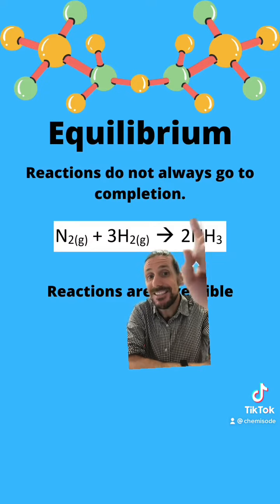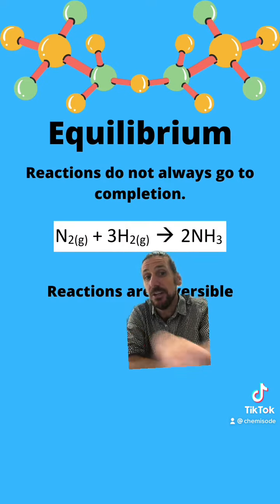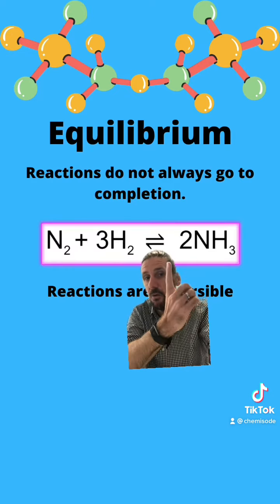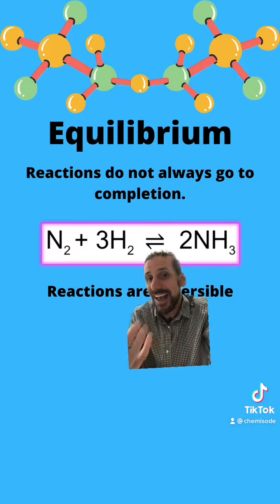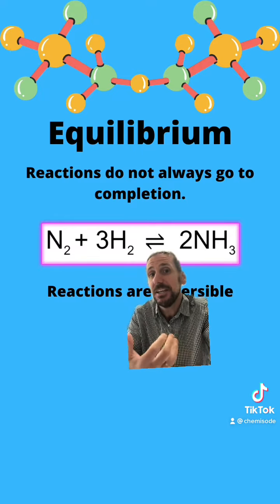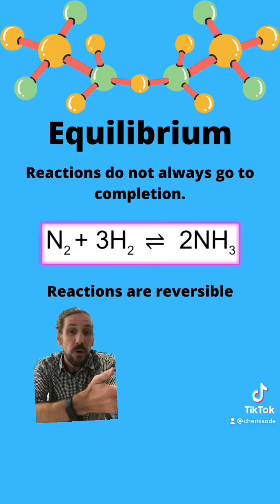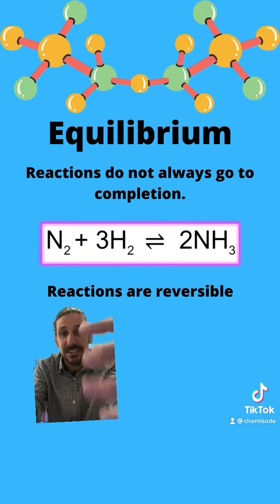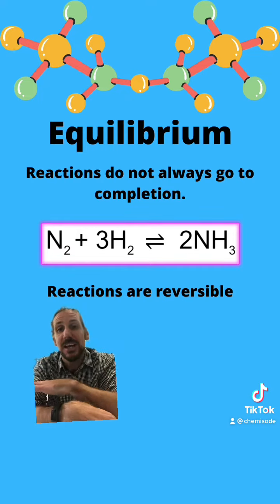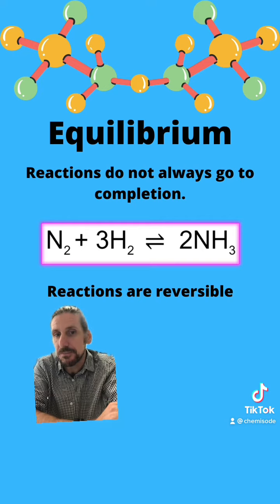What that means is this little arrow here, which only goes one way, should actually look a bit more like this, where the reaction goes both forwards and backwards. How does this actually work? Well, it's in a process called equilibrium. Equilibrium is the point in a reaction where you have products and reactants in a system, but their concentrations are no longer changing. This generally happens in closed systems.